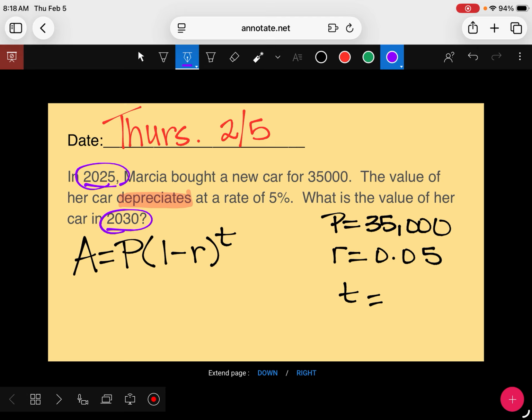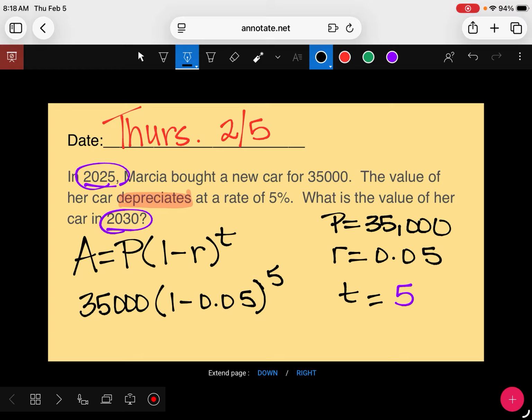So how much time passed between 2030 and 2025? 5. Good. All right, so when we type it in our calculator, we should have 35,000 times 1 minus 0.05 to the power of 5.